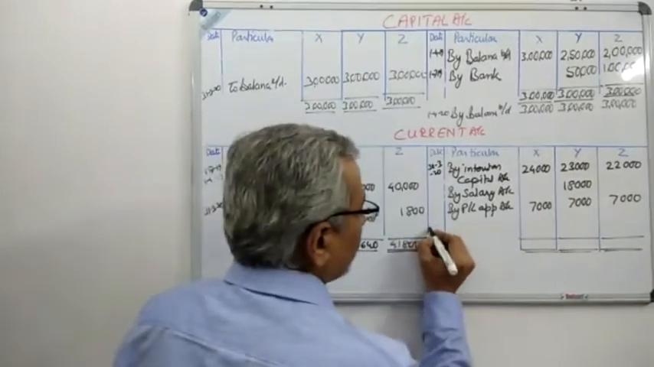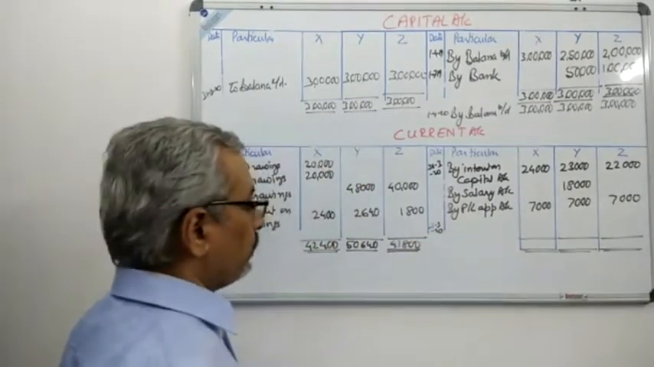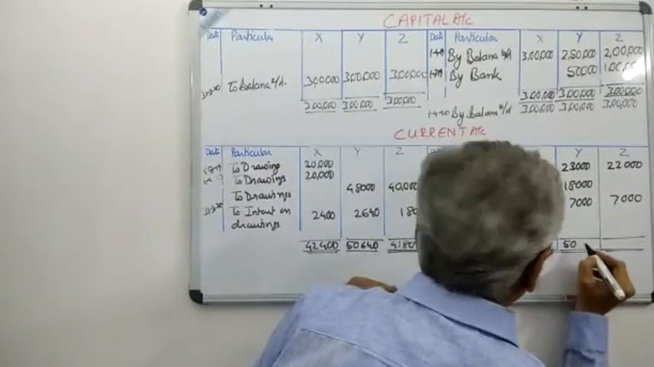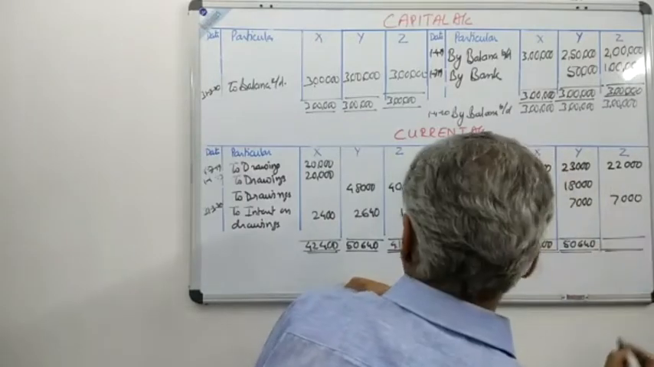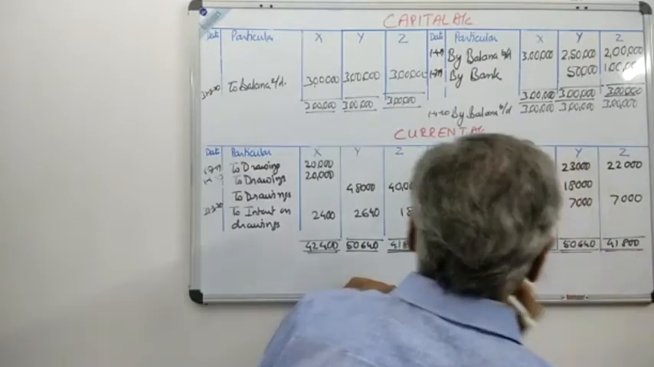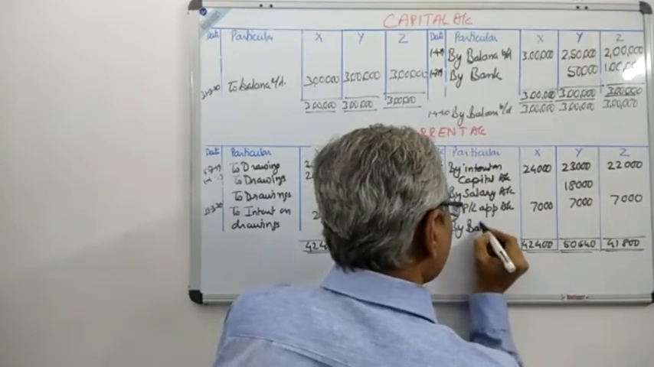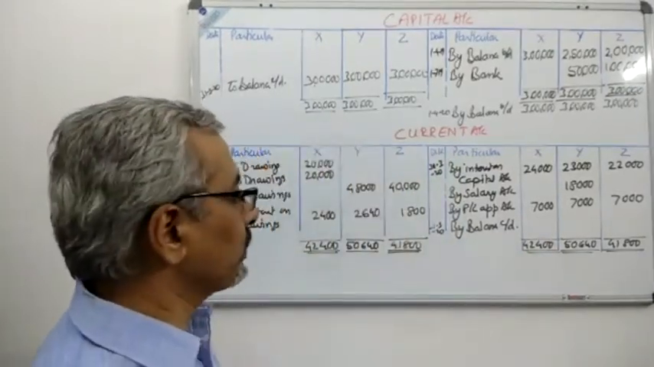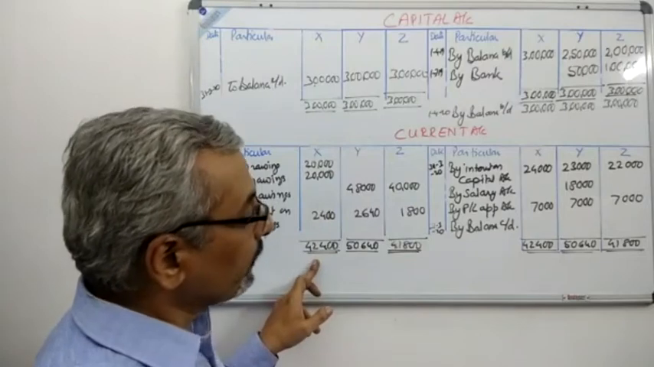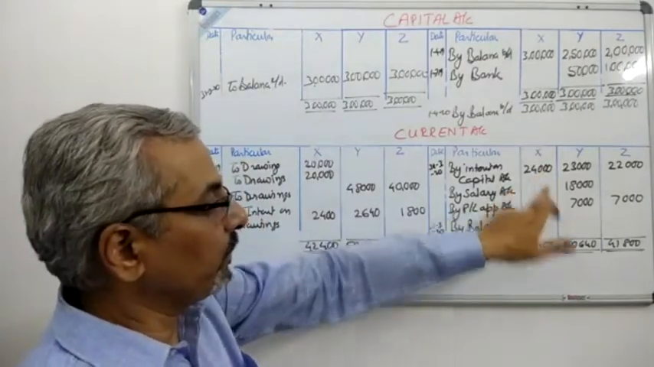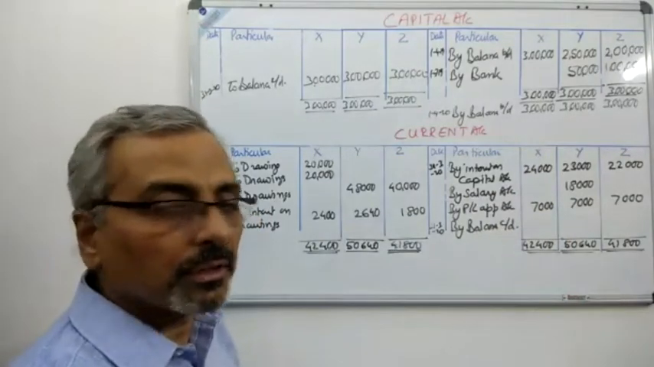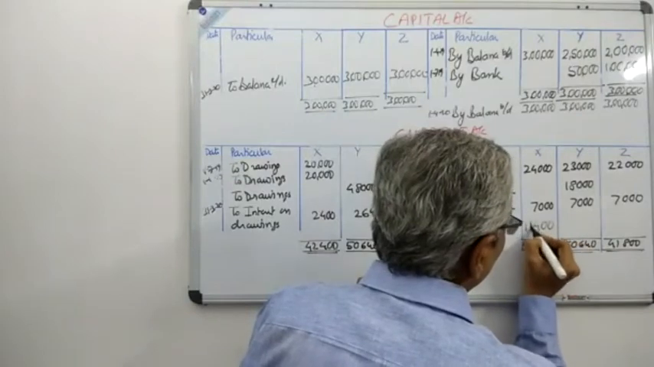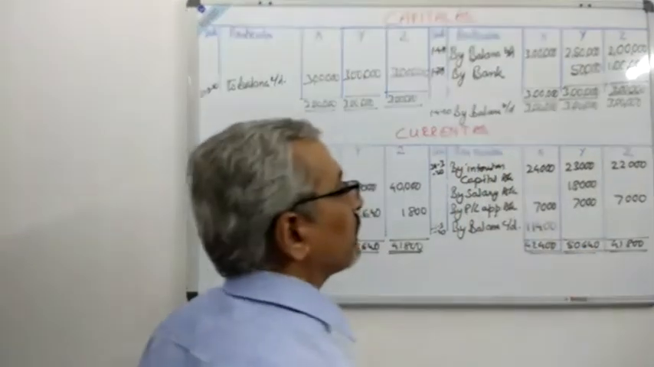So what is the date over there? 31st March 2020. Now, what is the total? 42,400. What is the total over here? 50,640. And what is the total over here? 41,800. Now let us find the balance carried down. So very simple calculation. We have 42,400. From that, if we subtract, see very carefully, how much are we having? 31,000. Is it clear? So we are left with 11,400. The balance which we are having is 11,400 for the first partner, which is X.